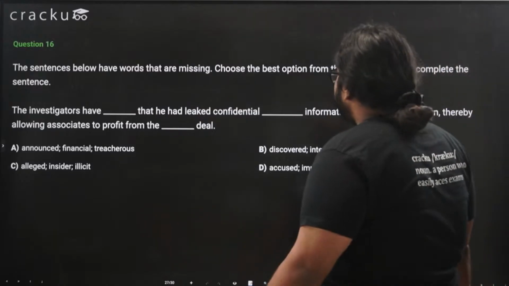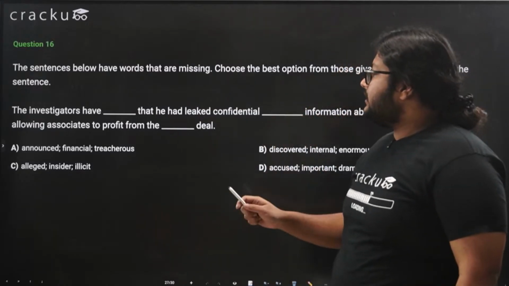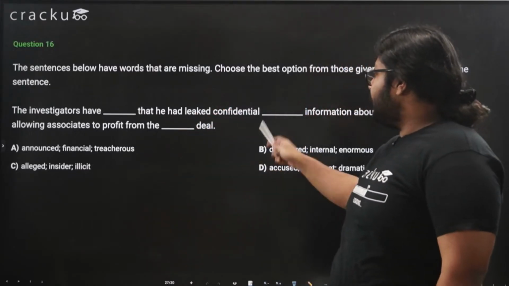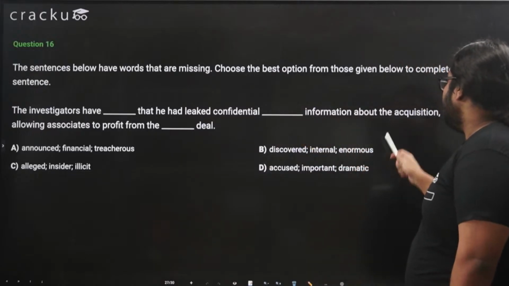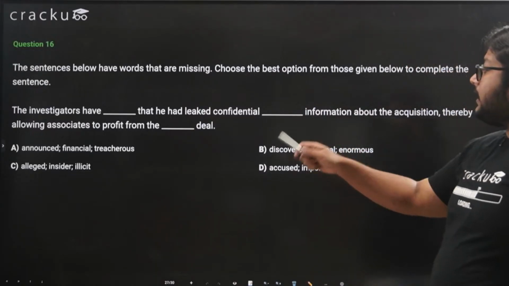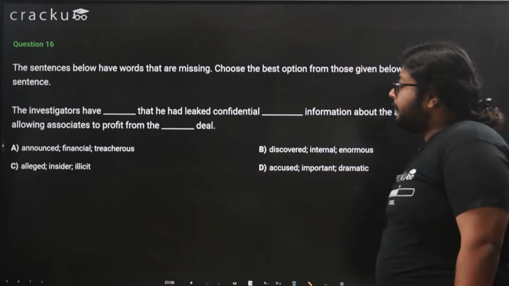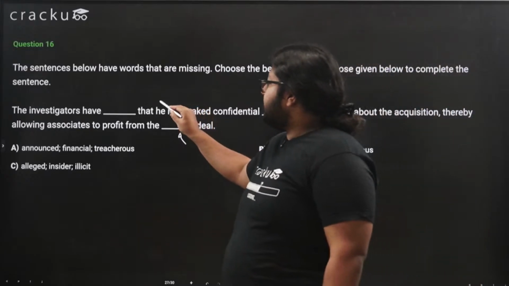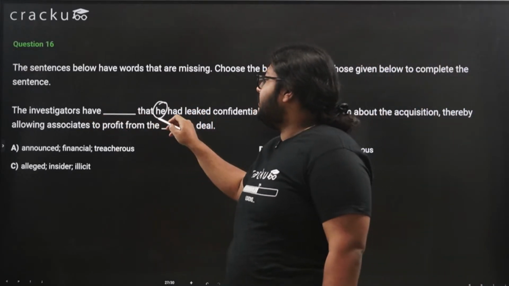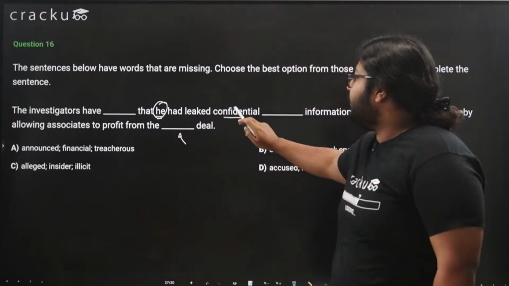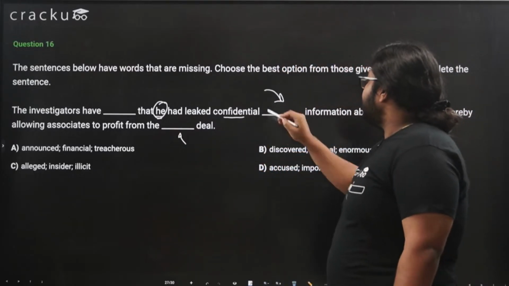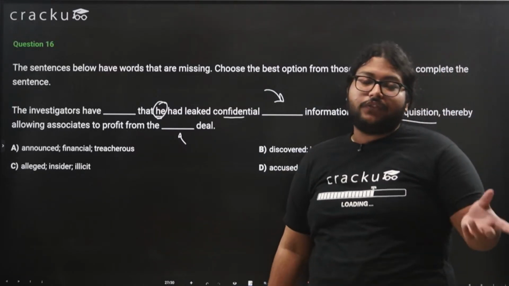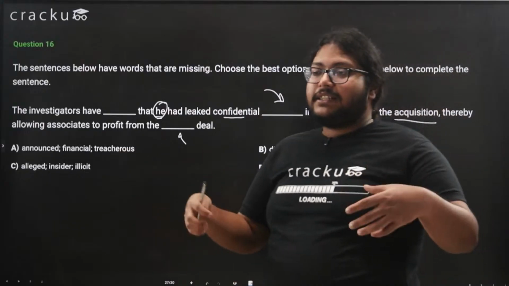Okay, so in this question, let's read through the sentence first. The investigators have blank that he had leaked confidential blank information about the acquisition, thereby allowing associates to profit from the blank deal. Okay, so the investigators have found out that this person has leaked confidential information related to the acquisition. For people who are not from the commerce background, to acquire something.